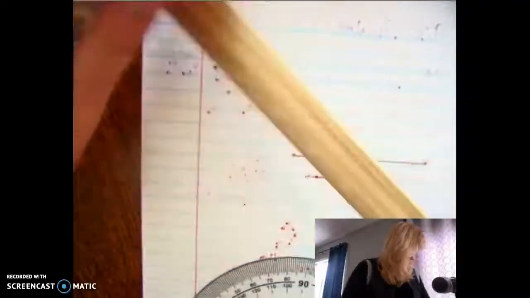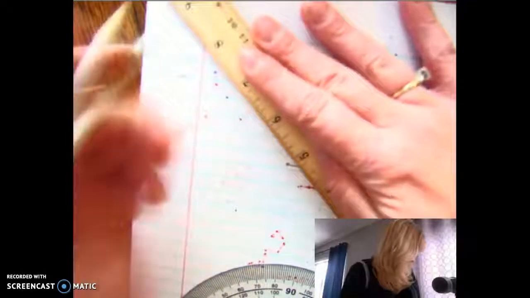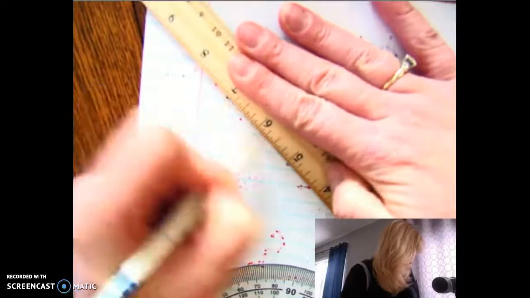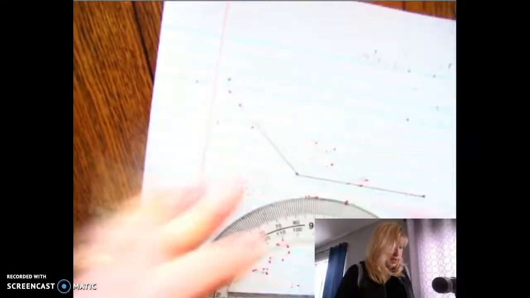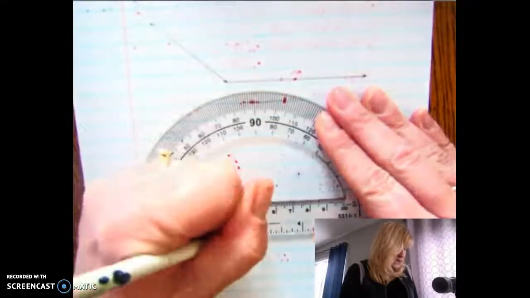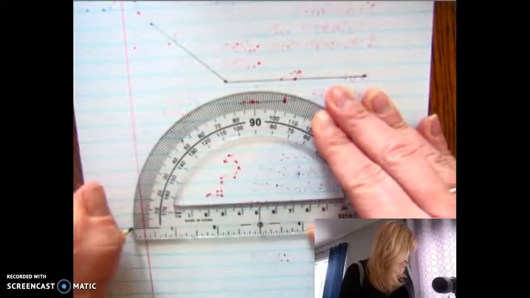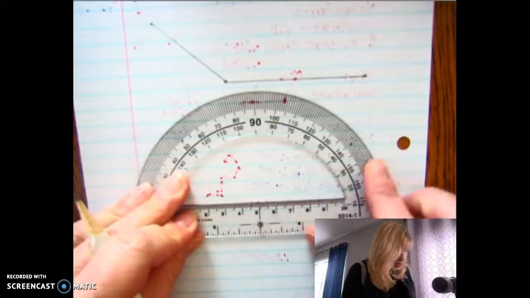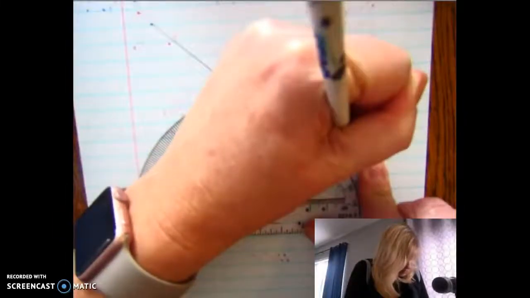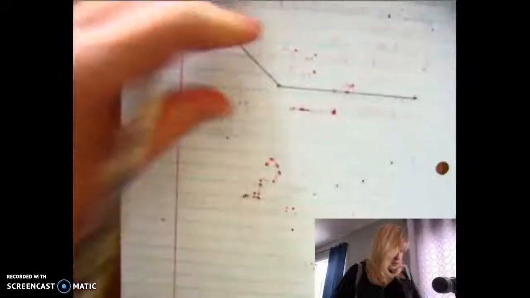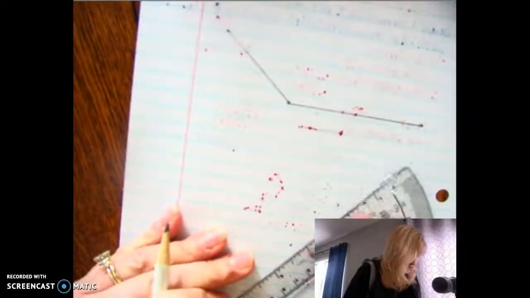I'm drawing with a pencil, so I'm sorry if it's not as easy to see. If you want to reverse the direction of the angle, you want the angle to face the other direction. One kid needed me to actually show this to him. So if we wanted the angle to go the other direction, we would simply start here, here, and then we would find the 140 over here. It doesn't matter whether you go here or here, it will measure the same. And then we connect the dots.